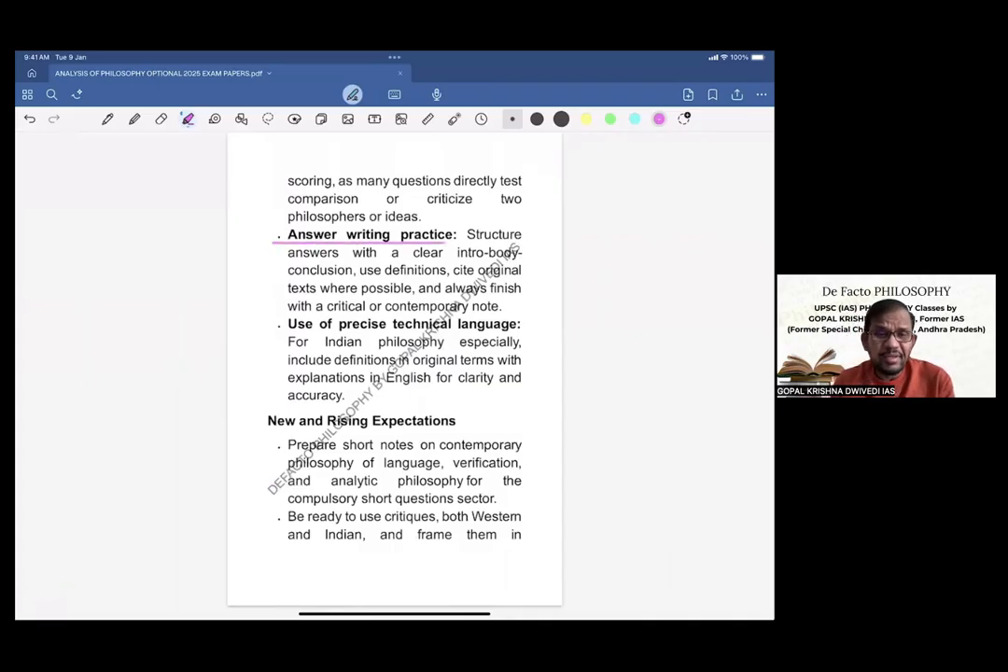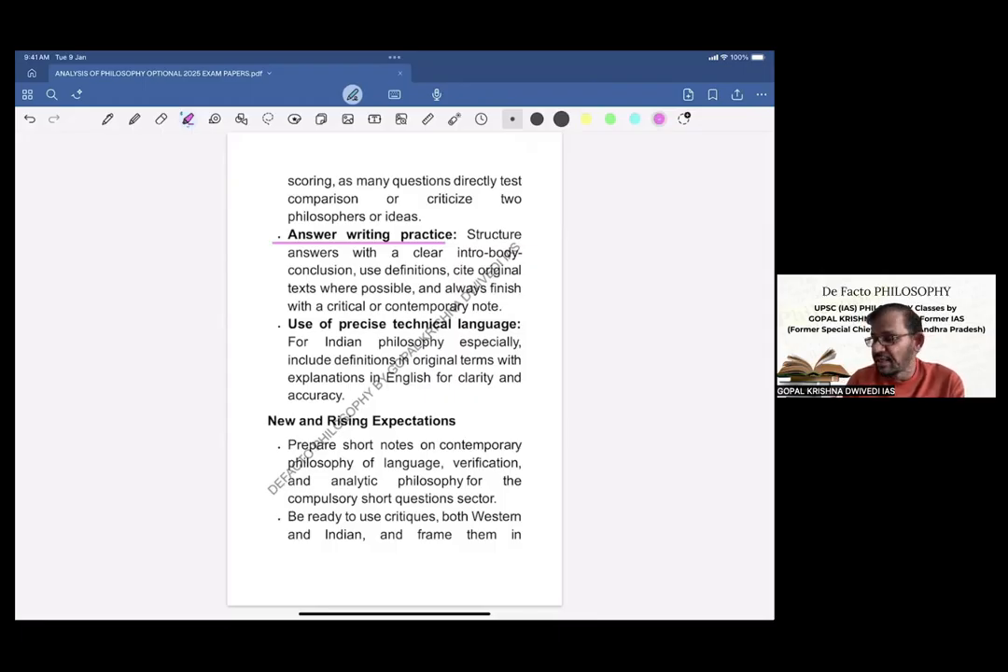Then answer writing practice. This I have repeatedly told, and every student knows also, is very, very important, because these kind of question papers are very demanding, because you have to think the answer there itself. That also takes a lot of time. And the number of words are fixed. If you don't practice well, if you don't give the answer in that number of words, again, you are going to lose marks. If you overstep your time, you will miss a few questions. So all those problems will be there. So answer writing practice is very, very important.